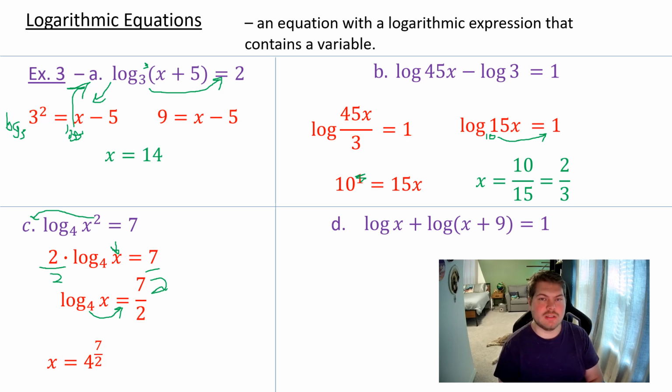Now that's 4 to the power of 7, and then you take the square root, or actually you can take the square root of 4 first. That's what 1 over 2 is. And so you get 2 to the power of 7. So there's a couple ways you can go about this, or you can plug it into a calculator. Either way, you're going to get 128.